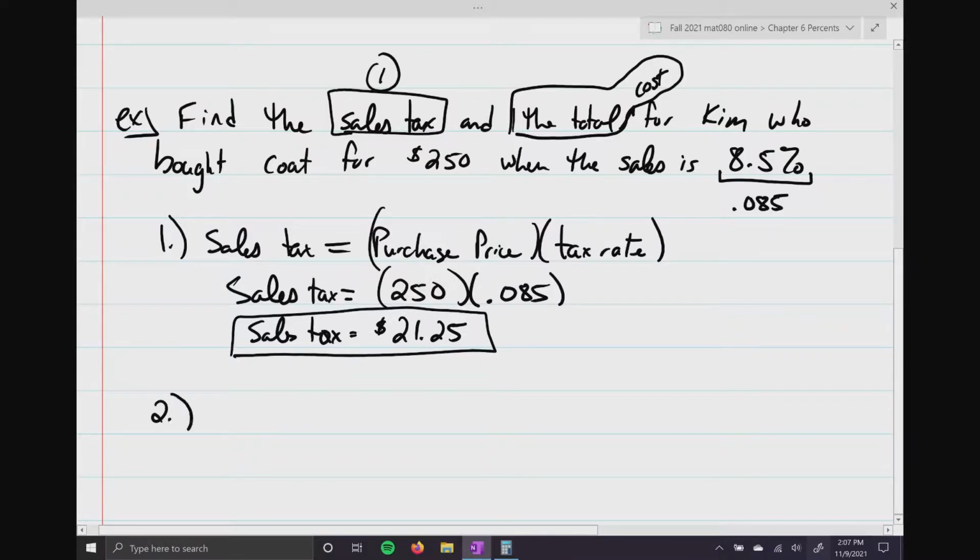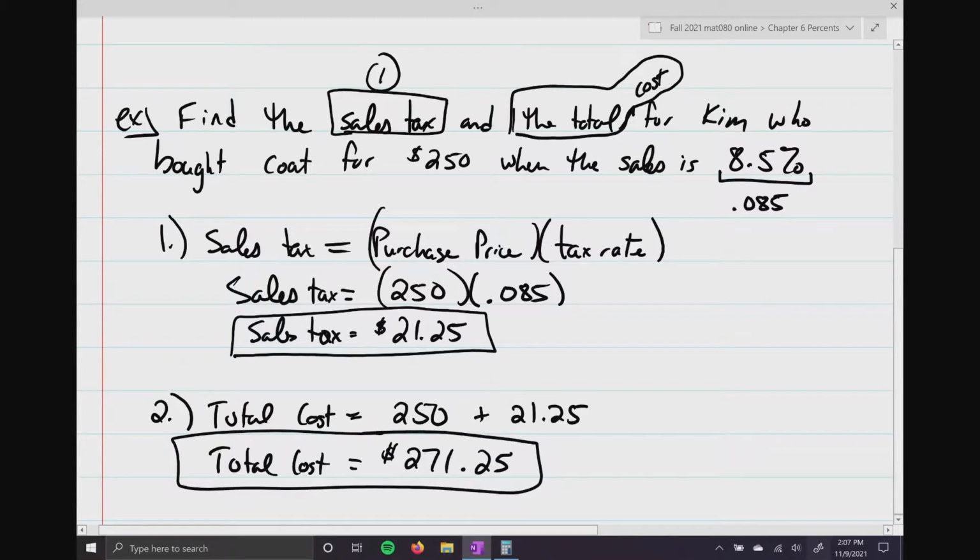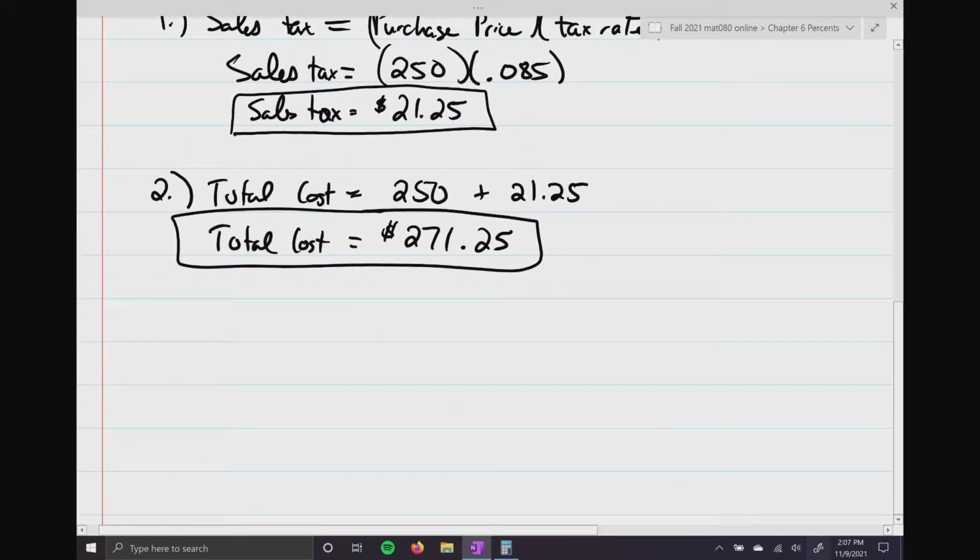So now part 2, the total cost is going to be our purchase price, which is $250 plus $21.25, which is our sales tax, for a grand total, or a total cost, of $271.25.